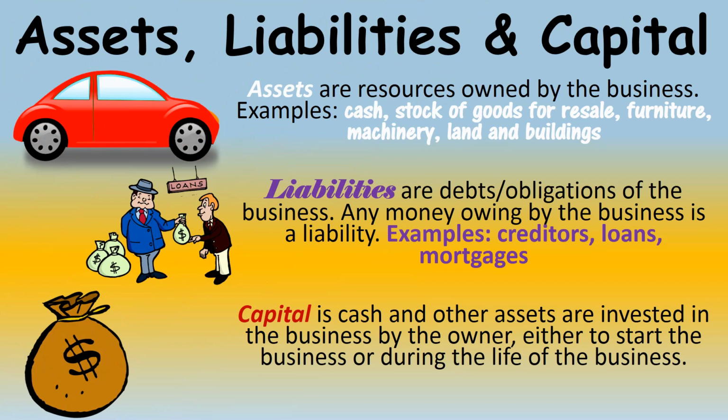Okay students, let's take a look at assets, liabilities, and capital. Assets are resources owned by the business. Examples: cash and stock of goods. We also have liabilities, which are obligations of the business. Examples: loans. Capital can be defined as cash and other assets that are invested in the business by the owner, either to start the business or during the life of the business.